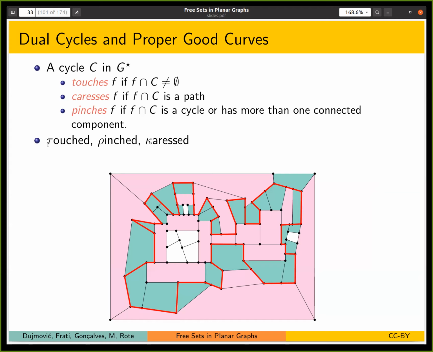And just so you can remember what these variables are: tau for touched, the number of touched faces; rho for the number of pinched faces; and kappa for the number of caressed faces. And of course, if you touch a face, you either pinch it or caress it, so you have this identity: tau, touched, is equal to pinched plus caressed.